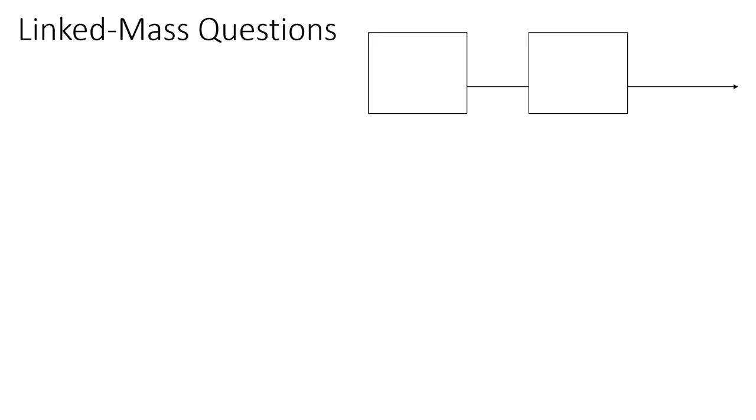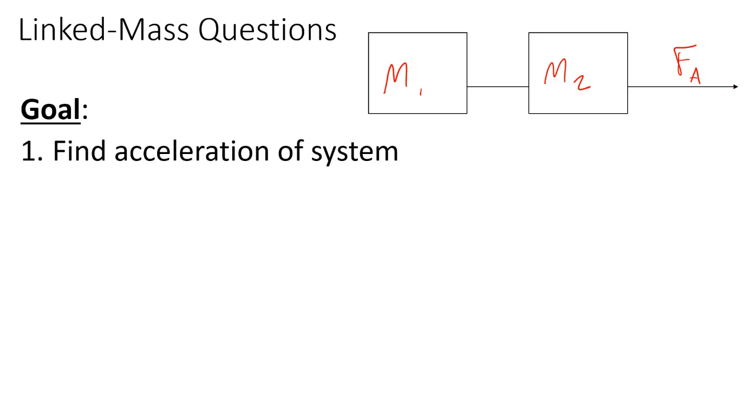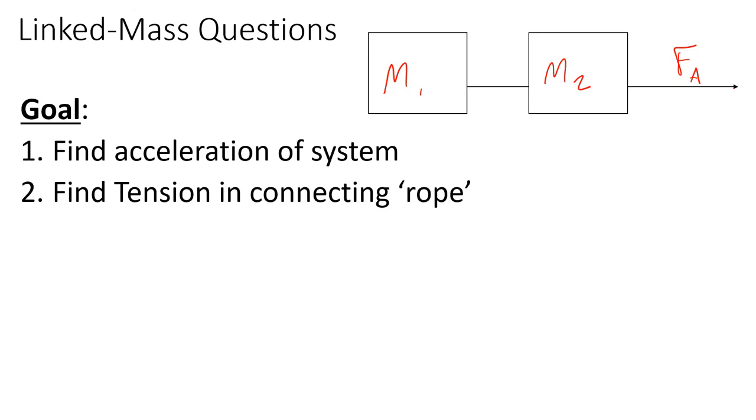Okay, linked mass, here's what they look like. If we have masses that are linked together by a rope, let's say this is mass 1, this is mass 2, and we are pulling with some applied force. Our goal is to find the acceleration of the system. Our goal will also be to find the tension in the connecting rope. So this would be like a little rope that is pulling with a tension force. The tension in this rope at any point will be the same, and that'll become important as we analyze these questions.